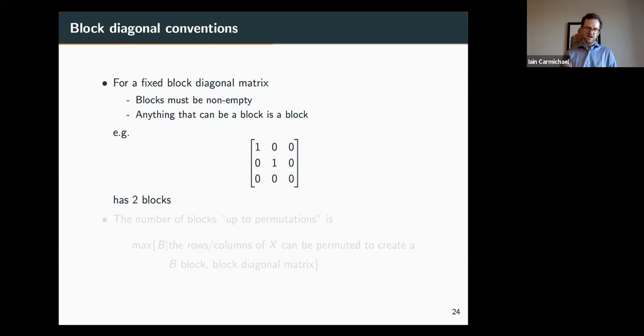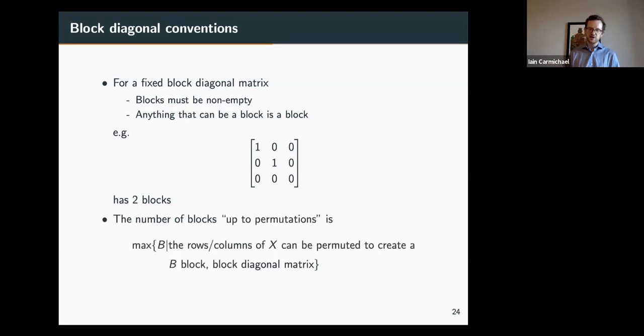Okay. So now block diagonal up to permutation, and I promise in a minute there's a more interpretable definition coming. The number of blocks of a matrix up to permutations is this: let's look over all possible permutations of the rows and columns of this matrix. Some of those permutations are going to give block diagonal matrices themselves, and let's find the permutation that gives us the most possible blocks. So when we say the number of blocks up to permutations, that's what we mean.